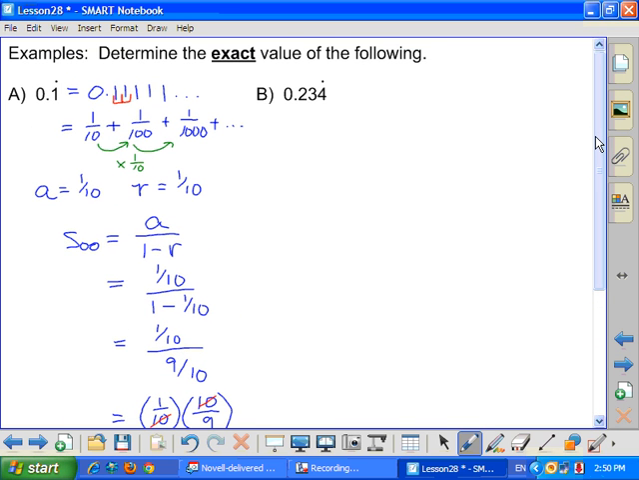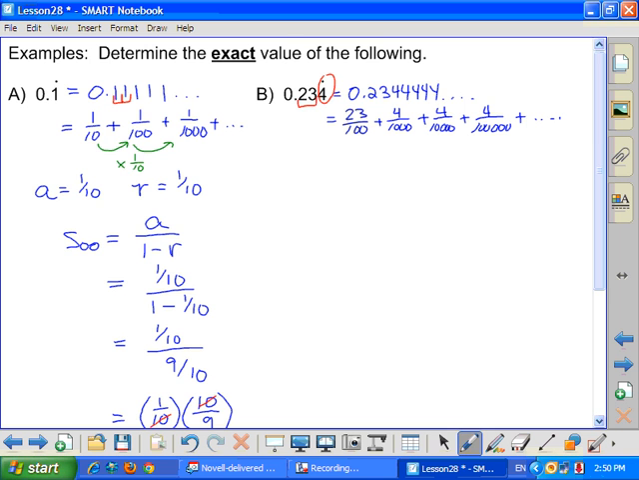So the second example, what will this look like? Well, it's going to be in terms of expanding it out: 0.23444444, and so on and so forth. Now the 23 doesn't repeat. It's being added on to the infinite series here. So that 23 is going to be 23 over 100, plus that 4 then is going to be over 1,000. The next 4 will be over 10,000. The next 4 is going to be over 100,000, and so on and so forth.